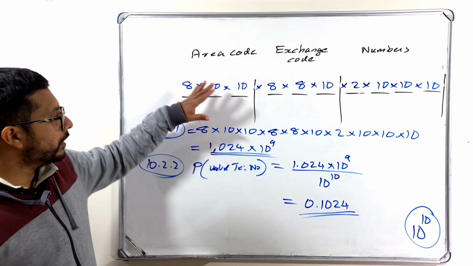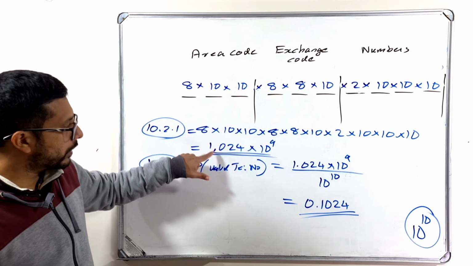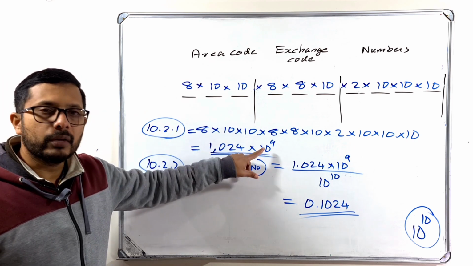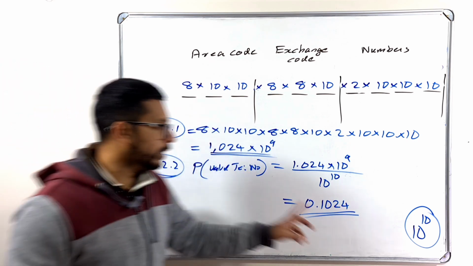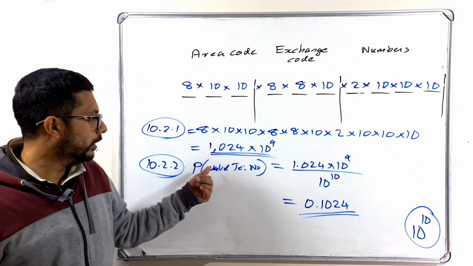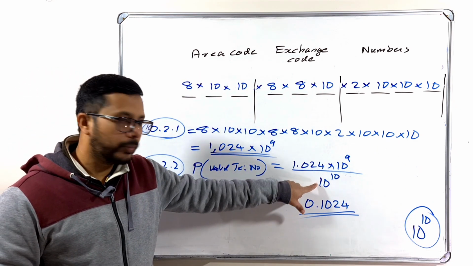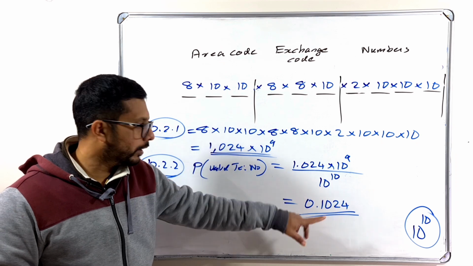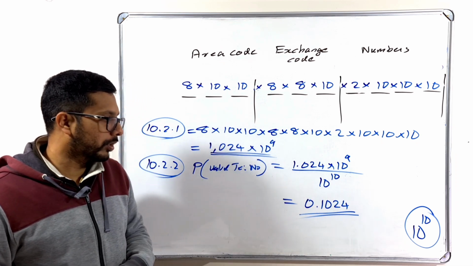Probability of getting a valid telephone number. How many possibilities are there without any condition? As in the previous question, 10 raised to 10. So how can you find the probability? Valid ones divided by total possibilities. So in your calculator you will get 0.1024.